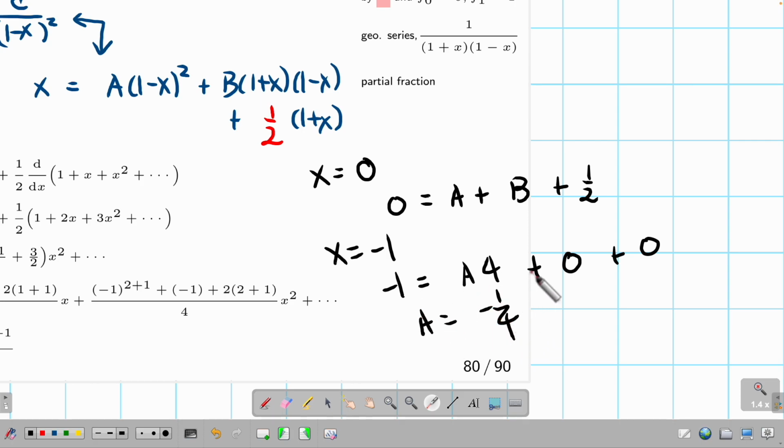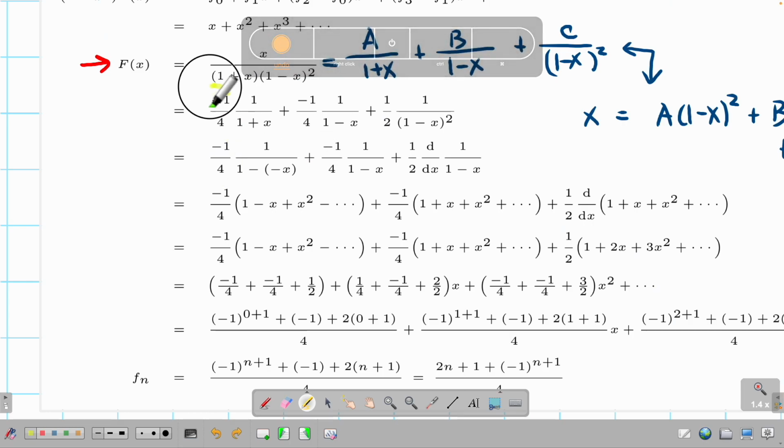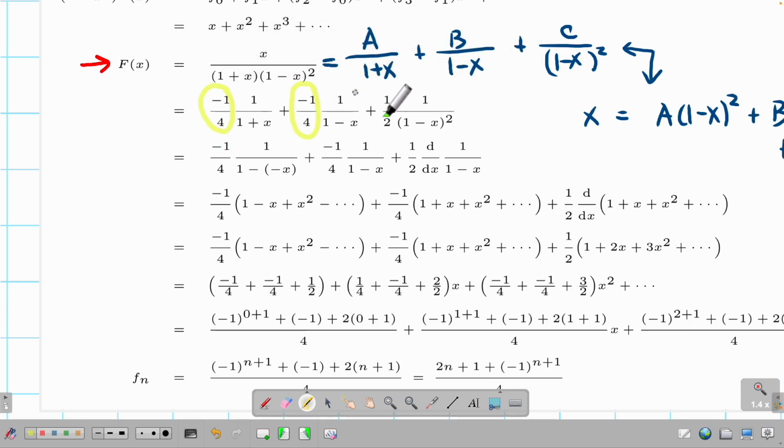And with this in mind, we can go back here. So if A is -1/4, that will give us 0, then B will be -1/2 plus 1/4. That means also -1/4. So we now know A and B are both -1/4. So we get A is -1/4, B is -1/4, C is half. This corresponds to this A, B, and C.